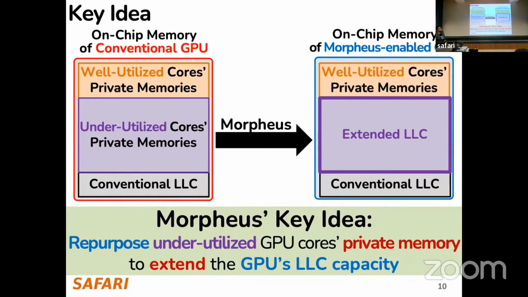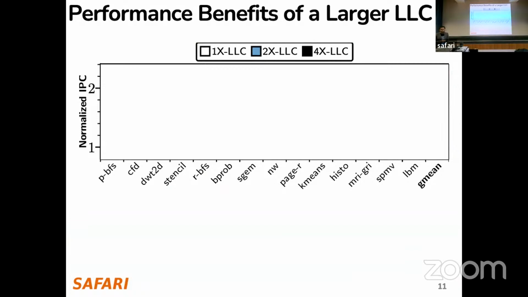So far, so good. I claim we can somehow do this. One more thing that's maybe necessary to look at is, would this even help with performance and energy efficiency if we had more LLC? So we did such a study in our work.